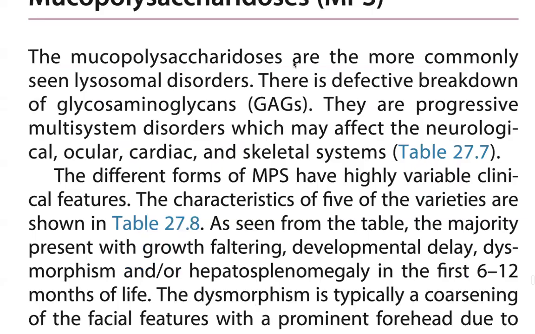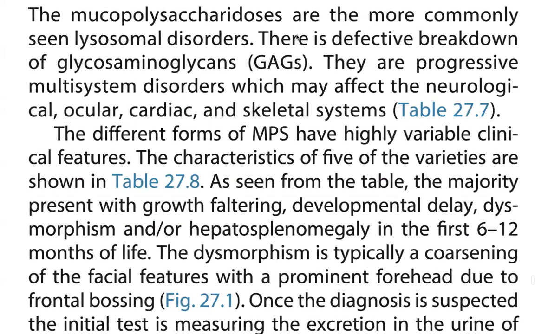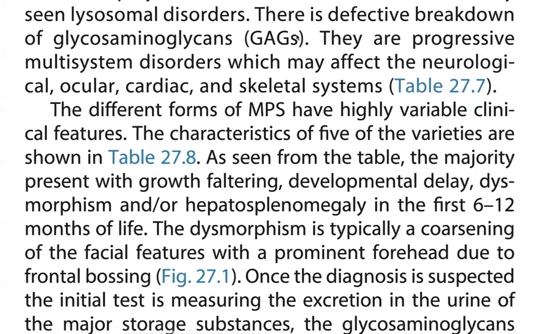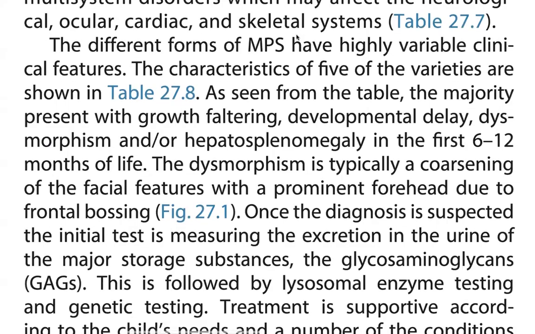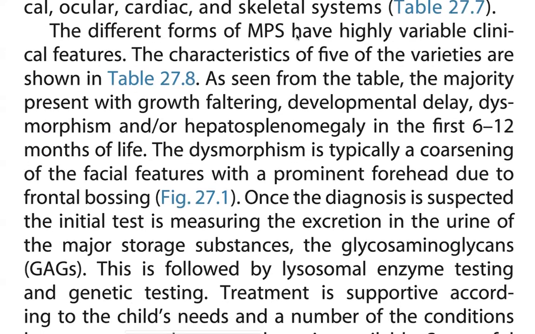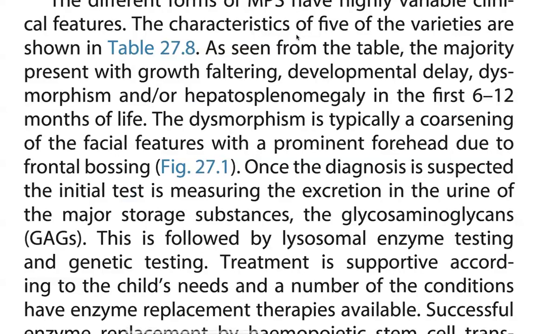Mucopolysaccharidoses, MPS, are the more commonly seen lysosomal disorders. There is a defective breakdown of GAGs. They are progressive multisystem disorders, which may affect the neurological, ocular, cardiac, and skeletal systems. Different forms of MPS have highly variable clinical features. The characteristics of five of the varieties are shown in the table. As seen from the table, the majority present with growth failure, developmental delay, dysmorphism, and organomegaly in the first 6 to 12 months.